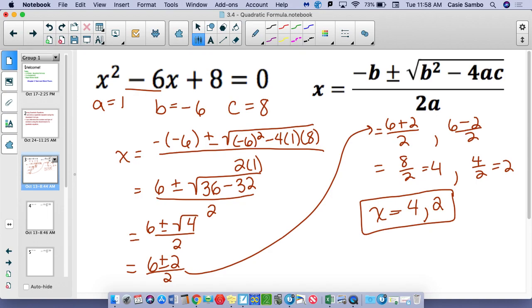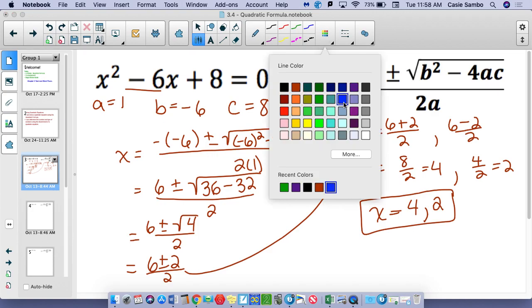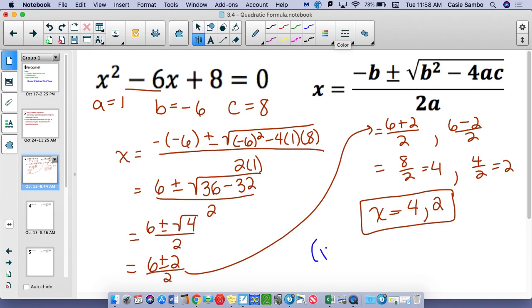If I looked at this problem, though, I would rather factor it because I would see right away that x squared minus 6x plus 8 factors into x minus 4 and x minus 2. Set each of those equal to 0 and solve. x equals 4, x equals 2. That's going to go a lot faster if you solve this one by factoring. But if you can't figure out the factors, the quadratic formula is a good place to fall back on.